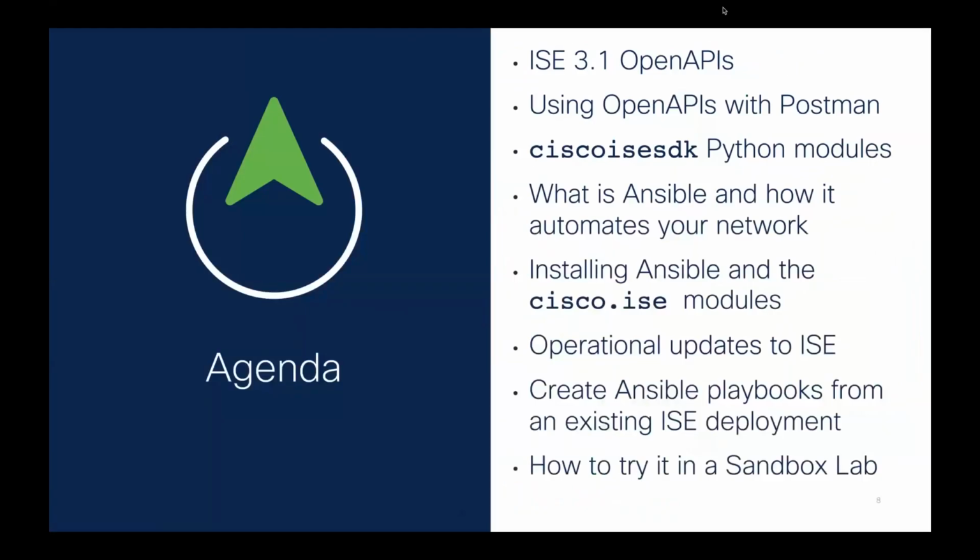So with that, here's what we're going to be covering today. We're going to be going over open APIs, showing you how to use them with Postman, talk about some Python modules that we've developed and how those are used with Ansible so that you can do basically automation of your ISE deployment, do operational updates, and create these different playbooks to allow you to control your ISE configuration. And I want you to be able to do this when we leave here today.